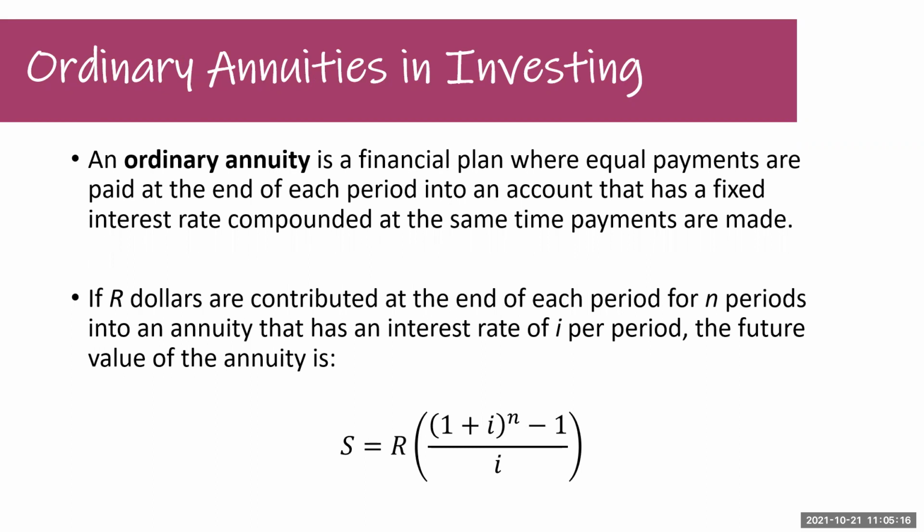So if R dollars are contributed at the end of each period and you have N periods, the interest rate of I per period, the future value of the annuity, so what it'll be worth in the future, is S, calculated as what is being paid. R is your amount of payment per period, times 1 plus I, so the interest per period, to the N, the number of periods, minus 1 all over I. So again, the important pieces here is to consider N is your number of periods, not necessarily just your number of years. And I is your interest per period, like we saw towards the end of last section.